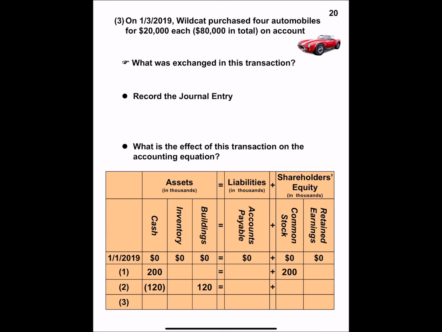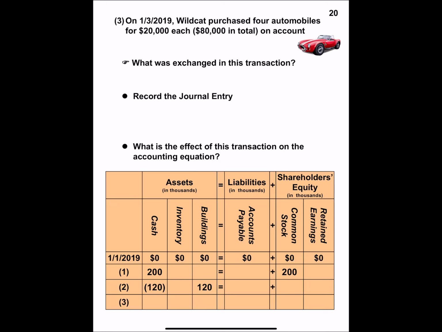Okay. So in this case, what was exchanged in this transaction? Wildcat is getting 4 cars in exchange for an IOU, basically, that they owe a business. We'll give you an IOU, you give us the 4 cars. All right. So again, let's think about the journal entry here. As always, easy part is cash. Unfortunately, cash was not part of this journal entry. So you need to think, what is going on here? Did we get any assets? Well, yeah, these cars are going to be our assets.